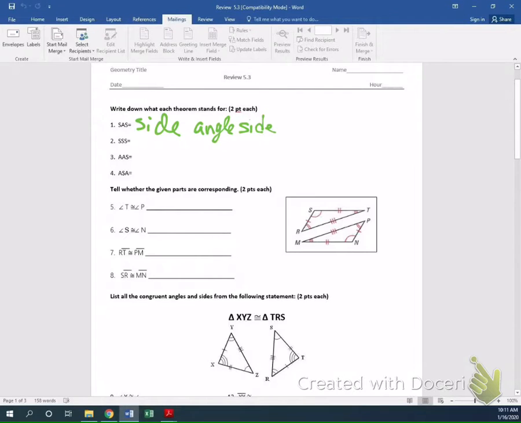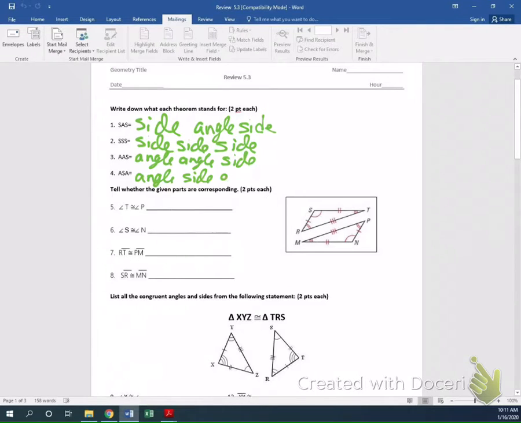So we're just going to fill these in. S is our side, A is our angle. So SAS stands for side, angle, side. SSS stands for side, side, side. AAS is angle, angle, side. And this one is angle, side.